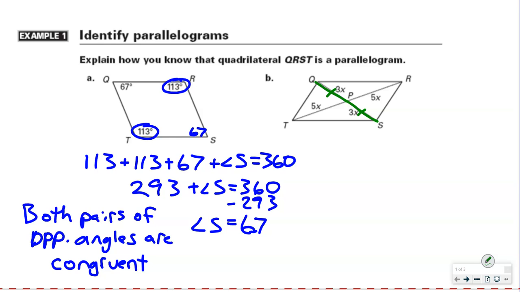And then if I look at RT, I see that 5x and 5x are congruent. So TP and PR are congruent. So I know that my diagonals bisect one another. Each of them cuts the other in half. So diagonals bisect each other would be my reason for B.